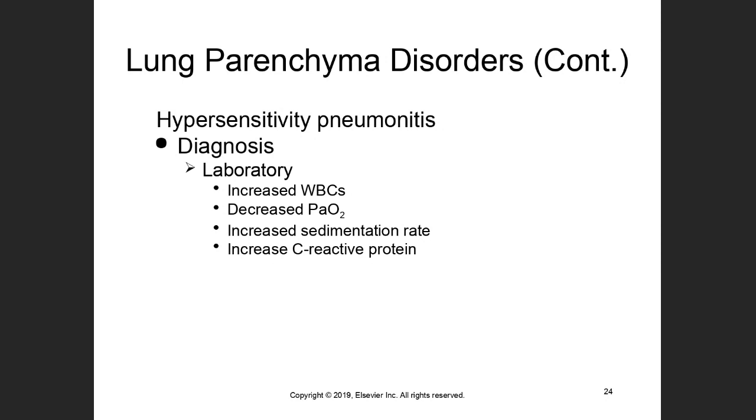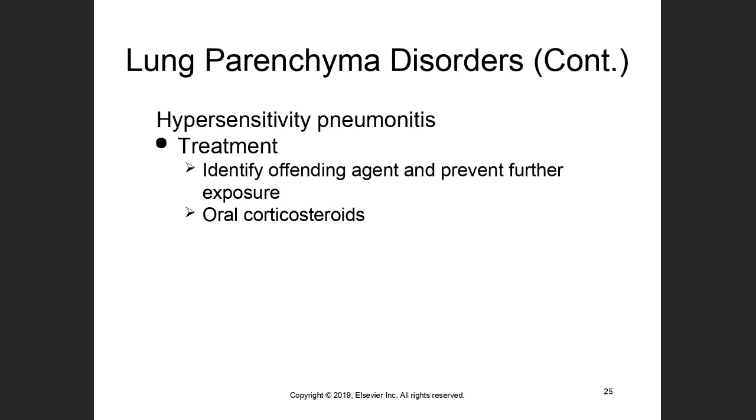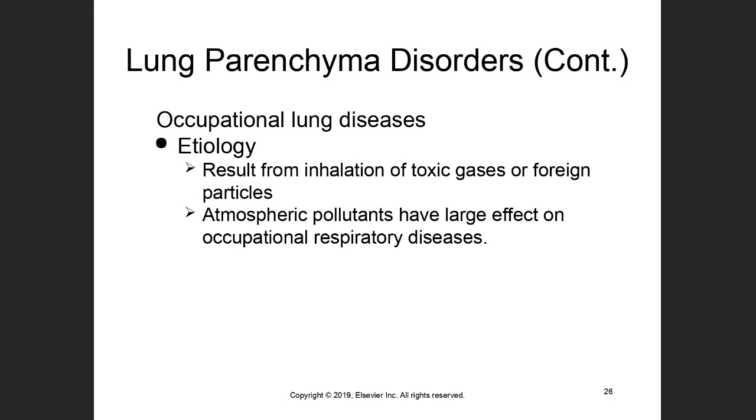And also you do laboratory tests to see how the oxygenation is, like ABG and WBC. And the treatment is to identify the offending agents, then prevent exposure to the offending agent, and oral corticosteroids. Occupational lung disease: the etiology results from inhalation of toxic gases or foreign particles, atmospheric pollutants and pollutions.